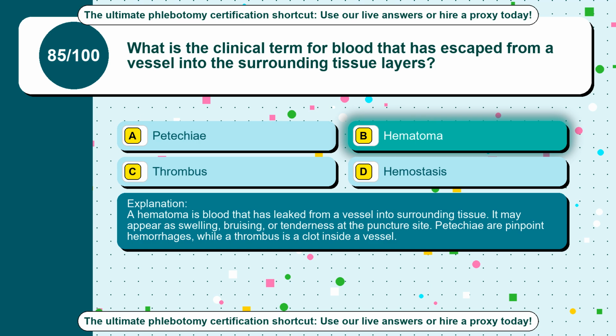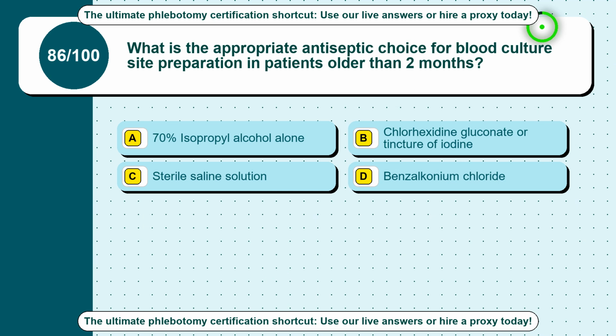Petechiae are pinpoint hemorrhages, while a thrombus is a clot inside a vessel. Question 86. What is the appropriate antiseptic choice for blood culture site preparation in patients older than 2 months?